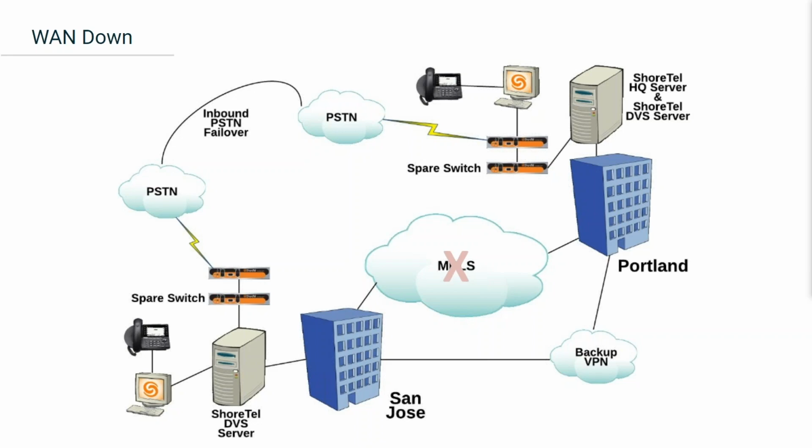If you don't have that, your system in San Jose will still function, but you have a couple of limitations. If you were in San Jose without a server, and the MPLS went down, you can send and receive calls, but you're going to lose auto-attendant, voicemail, desktop client, and extension-to-extension calling and changes. So there's a lot more things you lose if you don't have a local DVS in San Jose when your MPLS goes down. So pretty common.